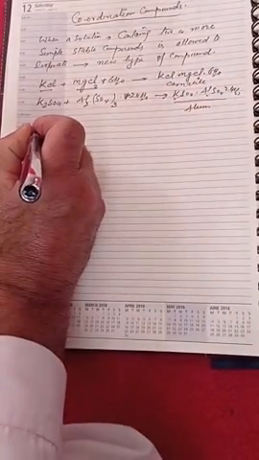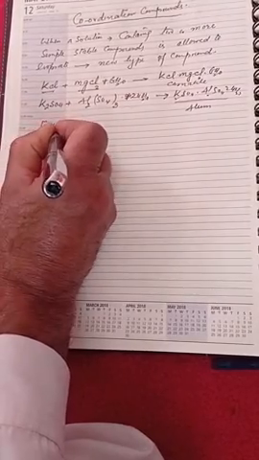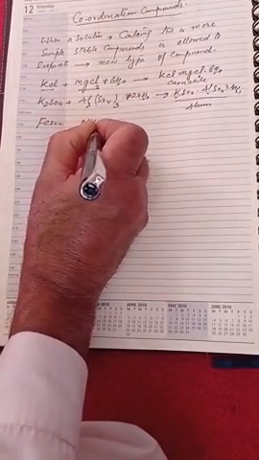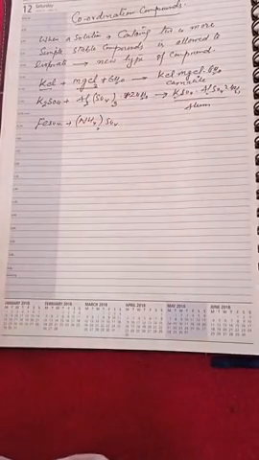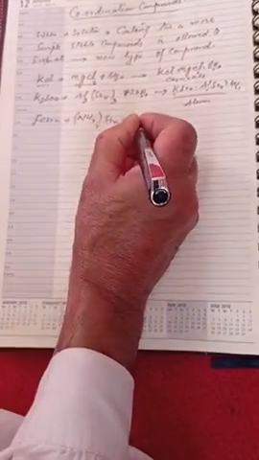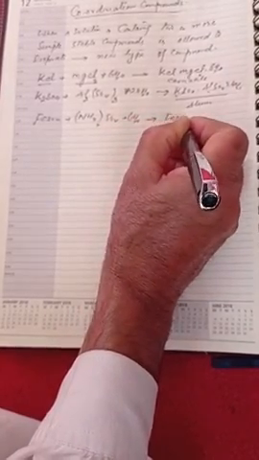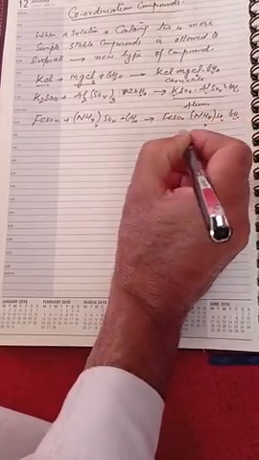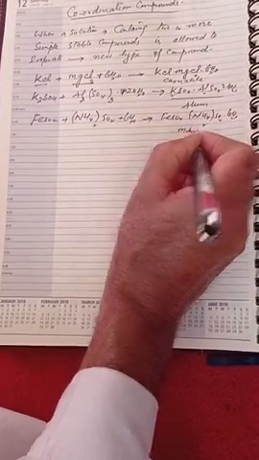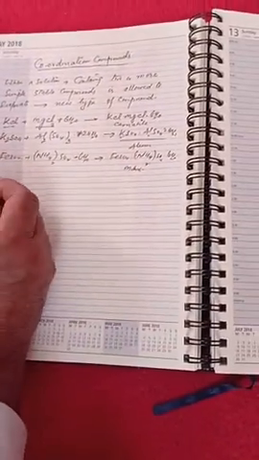Similarly, if we mix a solution containing ferrous sulfate and ammonium sulfate, we will get Mohr's salt.